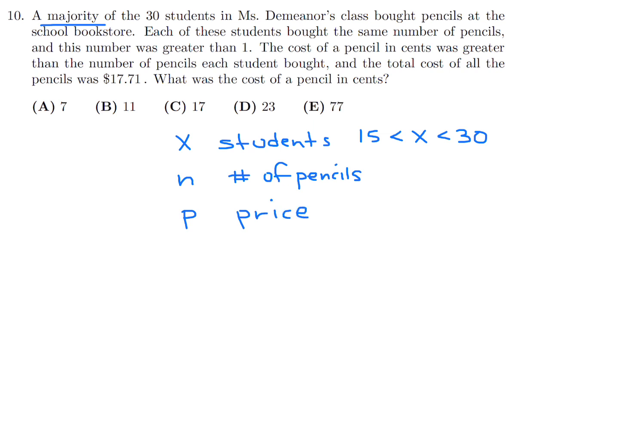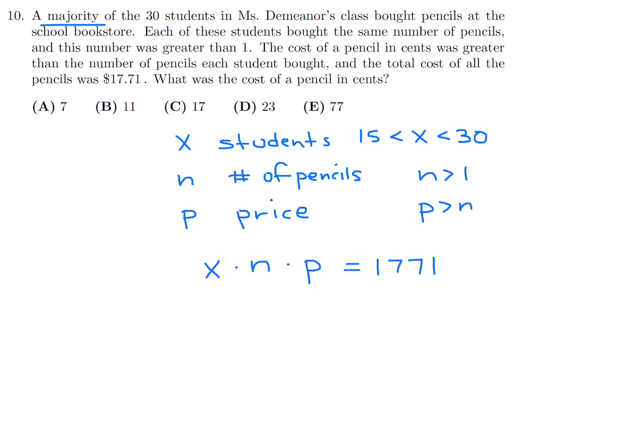And they tell me a few things here: that the number of pencils that they bought is greater than 1, so n is greater than 1. And then they tell me the cost of the pencil was greater than the number of pencils each student bought, so that means P is greater than n. So these are our parameters here. And then the number of students times the number of pencils each bought times the price for each pencil, x times n times p, is going to equal 1771. I'm going to convert that dollar amount into cents, since the cost of the pencil is given in cents.